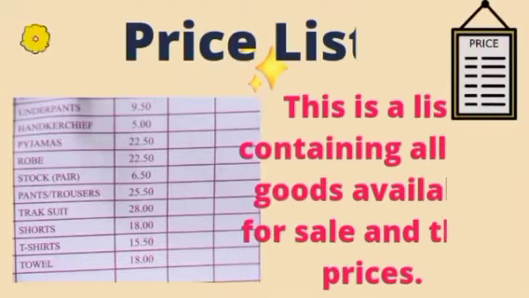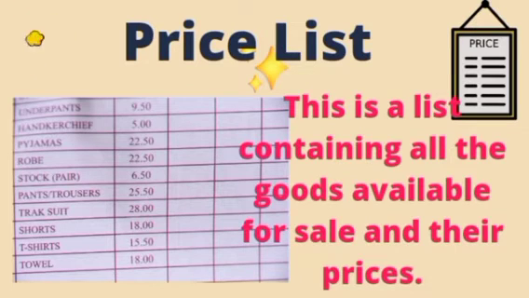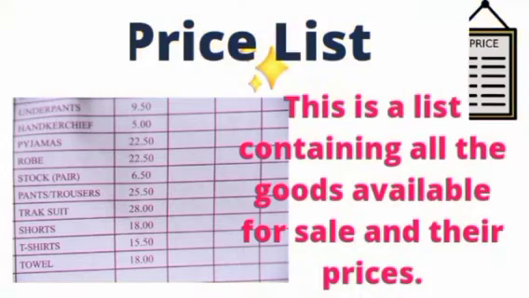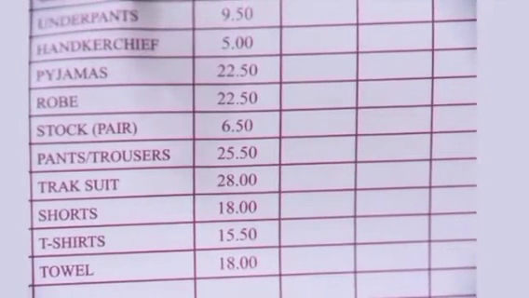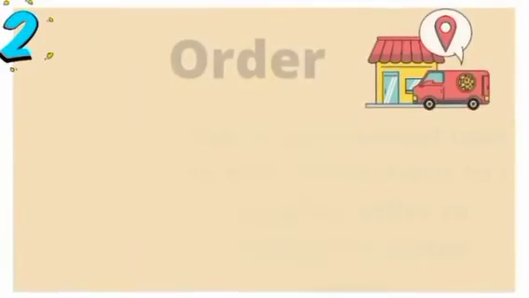Let's start with the price list. It is a list containing all the goods available for sale and their prices. That means, for instance, you want to buy some items from UPSS. The price list will show you the available items or materials and their respective prices. For example, you want to buy a t-shirt, a pair of shoes. The items and the amount are stated using the price list.